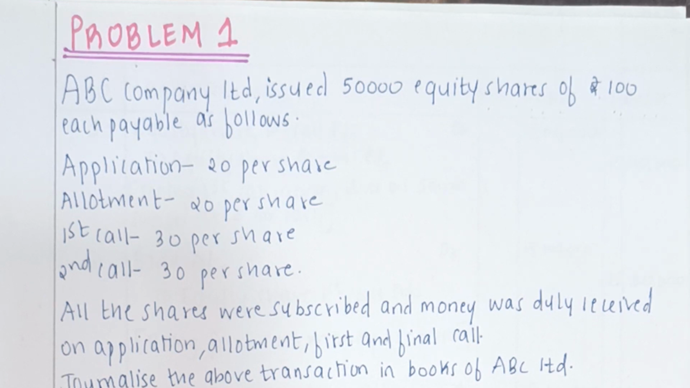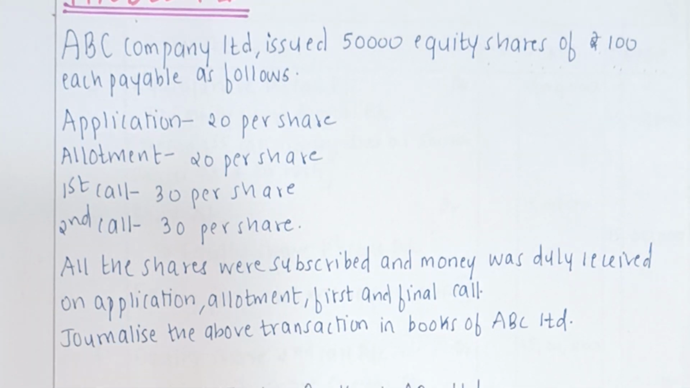Okay. So the question says ABC Limited issued 50,000 equity shares of rupees 100 each, payable as follows. Application rupees 20 per share, allotment rupees 20 per share, first call rupees 30 and second call rupees 30. So all the shares were subscribed and the money was duly received on application, allotment, first and final call. So journalize the above transactions in the books of ABC Limited.